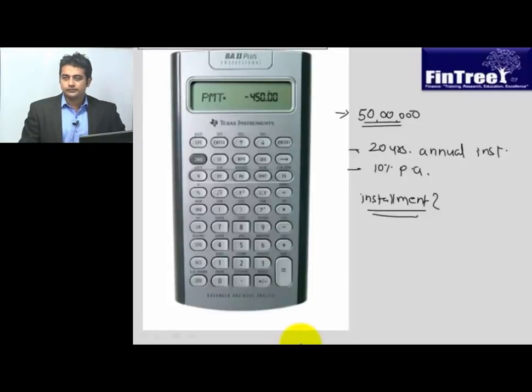87,000. No. Yes. 67 what? Every year. This is an annual installment, not monthly. 50 lakhs. How much? 87,000.